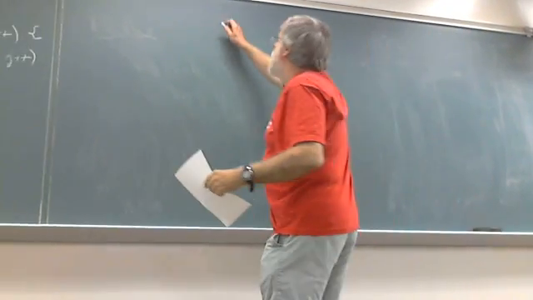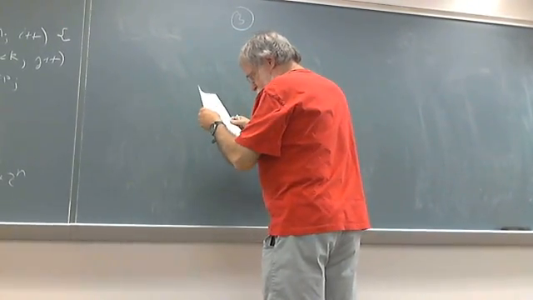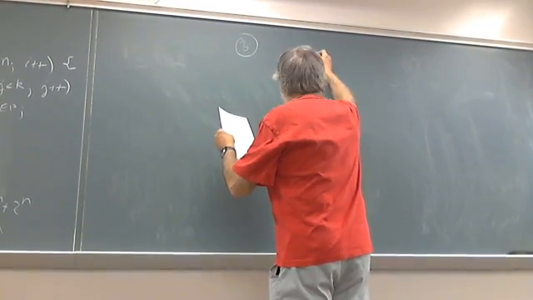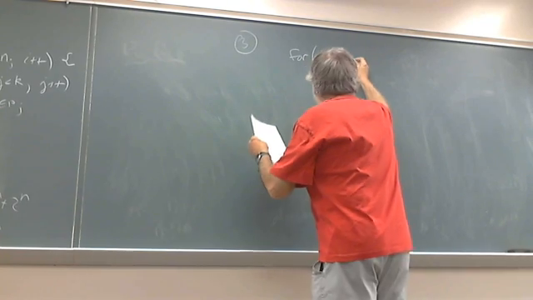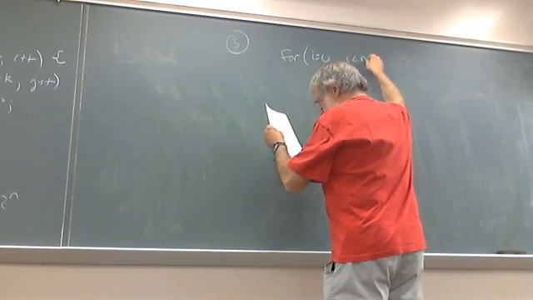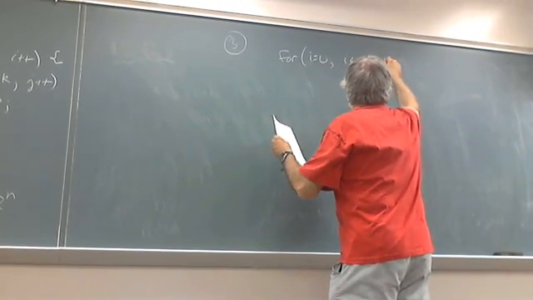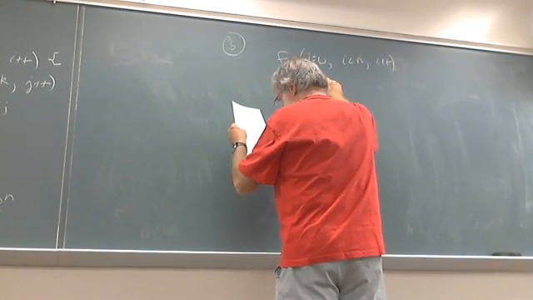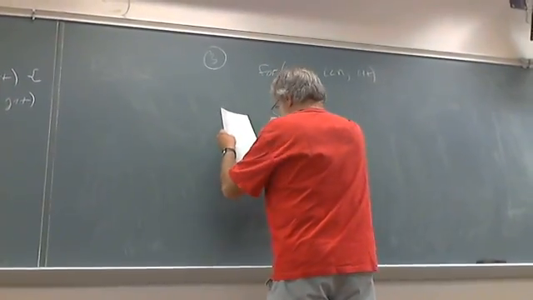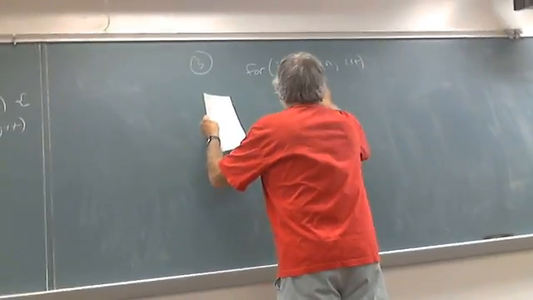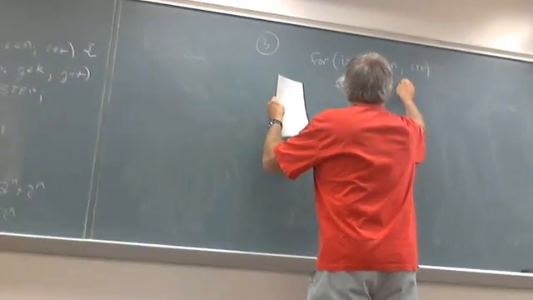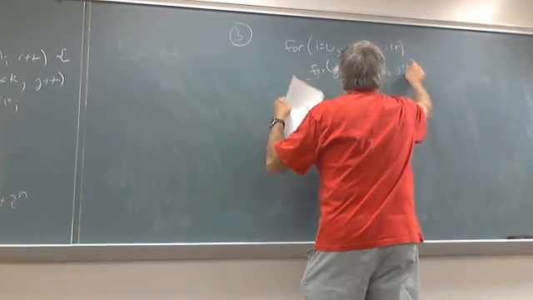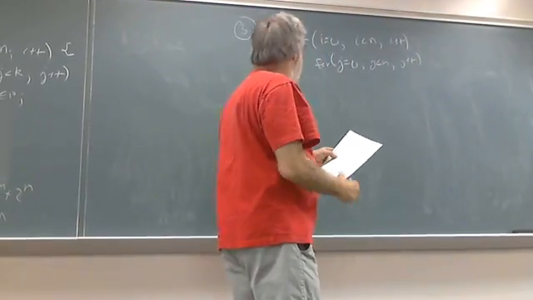Number 3. So what do we have? We've got a triple loop. For i equals 0, i less than n, i plus plus. That's the first loop. Second loop, for j equals 0, j less than n, j plus plus. So these first two loops are identical.